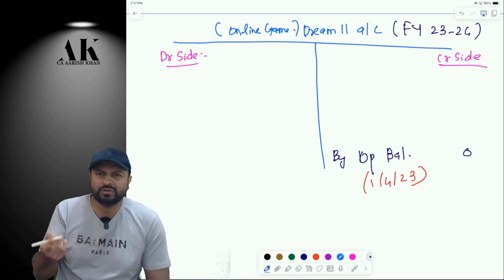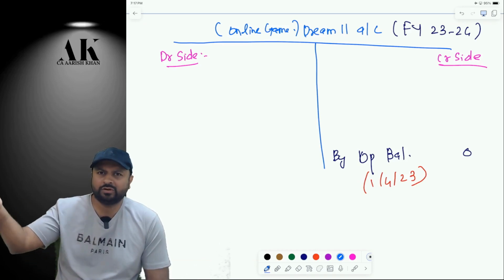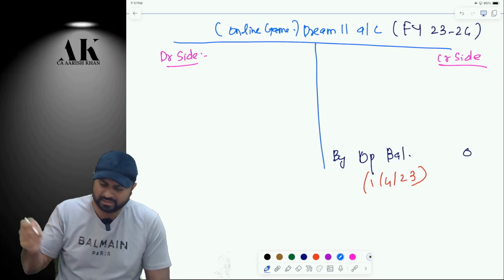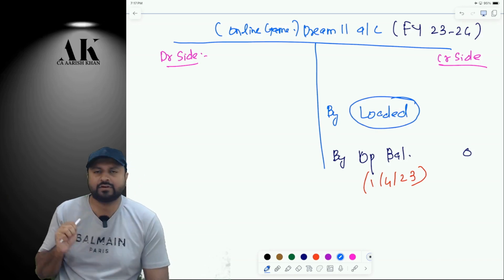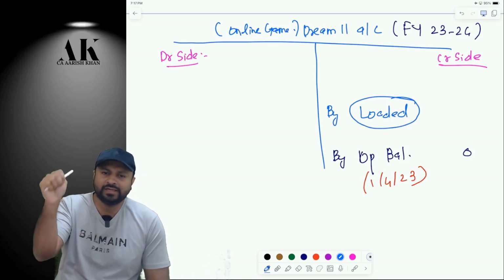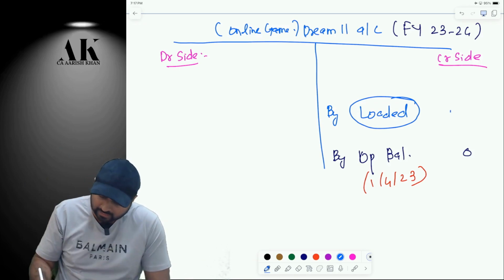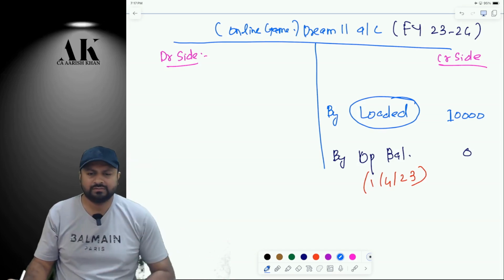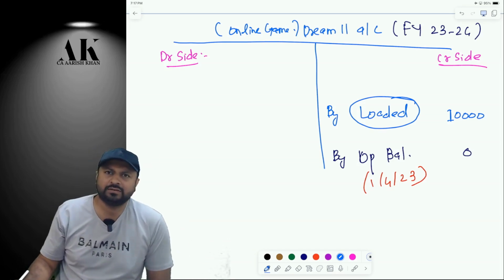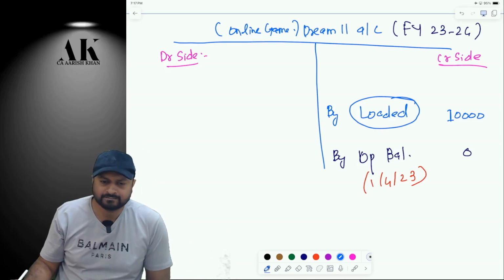Now, in the month of June, I thought that let us play some cricket matches, upcoming matches are going to come. Let us put some money. So, I loaded some money. I loaded means from my bank account, I put the money in the Dream 11 account. Say 10,000 rupees, for example. I said that let's play some games out of this money. Is it clear?